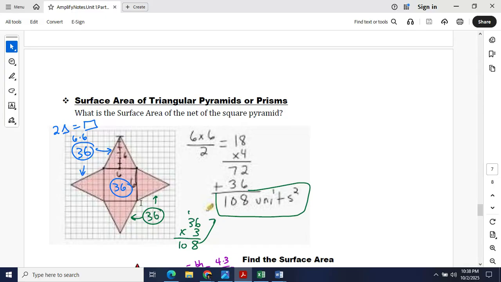Now, if you're using the little 2, then make sure you put it after the label. Or just write out square units.